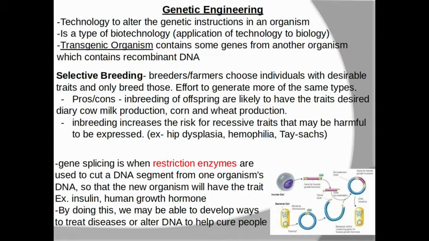We also do selective breeding, which I talked about earlier, where breeders or farmers choose individuals with the desirable traits and only breed those in an effort to generate more of the same type that they want. This is the oldest form of genetic engineering that humans have ever done. So people who say, "Oh, we shouldn't be messing with genes," well, we've been doing it for a long, long time. Dairy cows are bred to produce as much milk as possible, more than they ever would in nature.